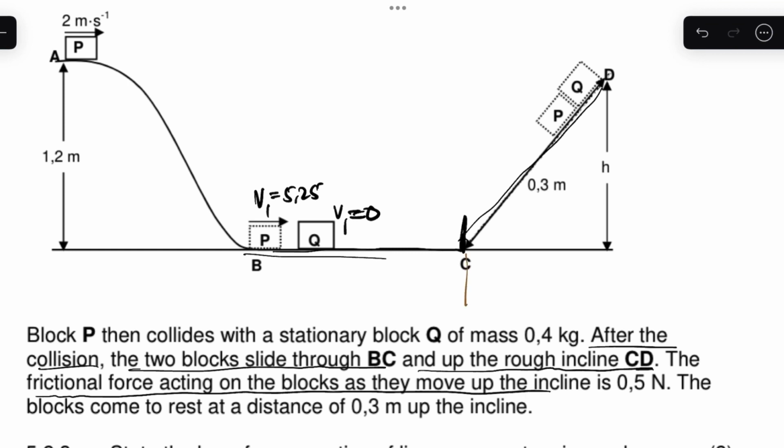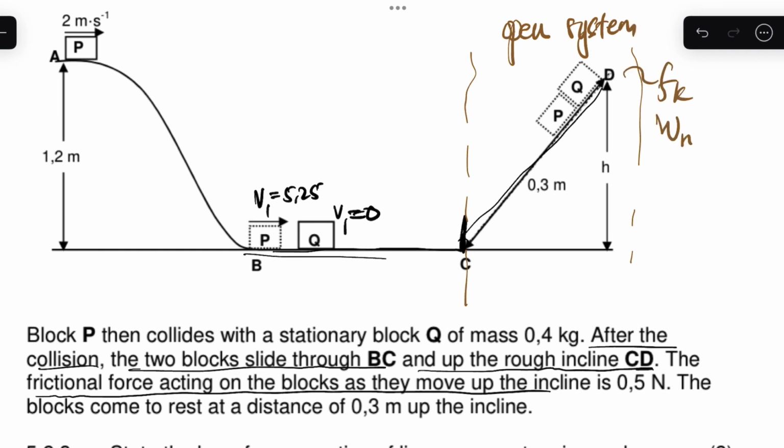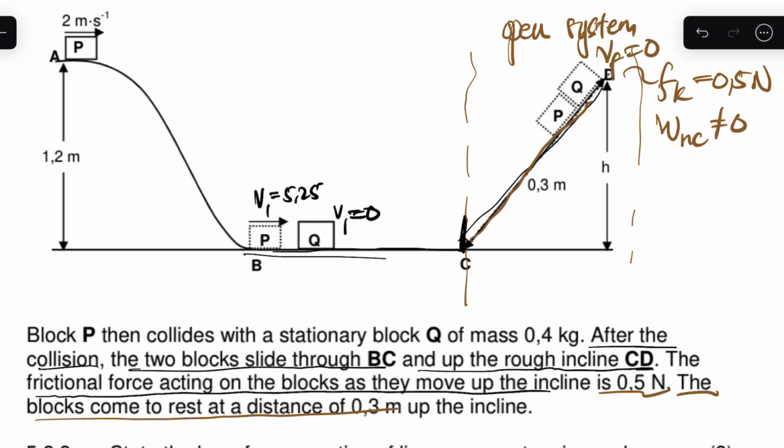So one thing that we need to note now, this system now, it's what? It's open here, right? Open system, right? Because there's a friction present and the work done by non-conservative force is not equal to 0 because there's a non-conservative force present. So we're given the friction there, it's 0.5 newtons, and the blocks come to rest at a distance. So we're given this displacement there, and then when they get there, the final velocity is what? Is 0, right? They come to rest.